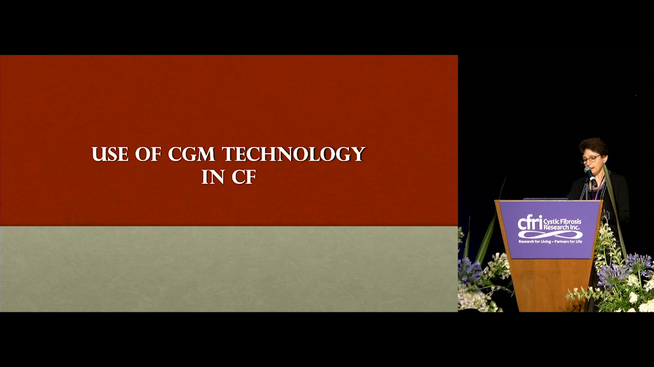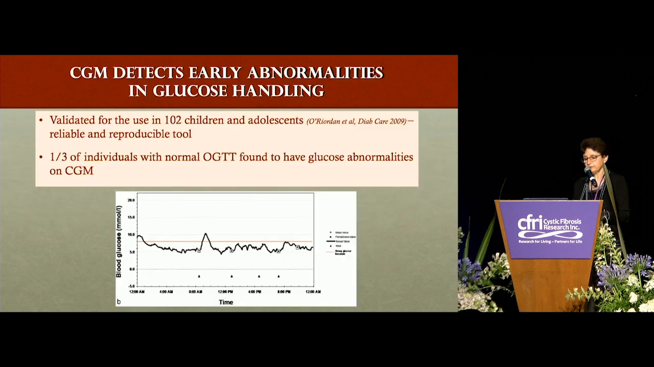All right. So how do we use this technology specifically in CF, and what is the data? Continuous glucose monitoring can actually detect early abnormalities in glucose handling of the body. It has been validated in 102 children and adolescents with CF and considered to be a reliable and accurate tool. One third of the individuals with a normal oral glucose tolerance test in the study were found to have glucose abnormalities detected by CGM, but not detected on any other tests.